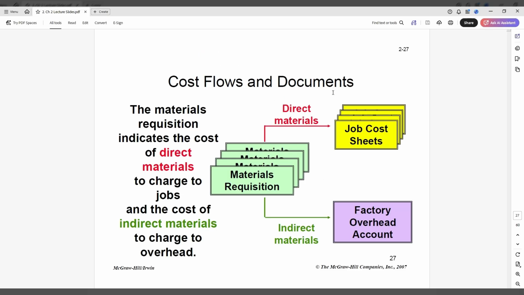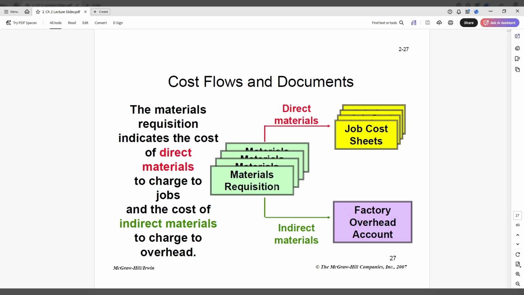Okay, just a summarized cost flow here. Material requisition forms are going to our job cost sheets. This tracks all the costs. This is the materials getting used. Some of that goes to overhead, as indirect materials. It's not the flour and sugar that goes into a bread or a cake, but it could be the WD-40 that's used on the mixing machinery and stuff like that.